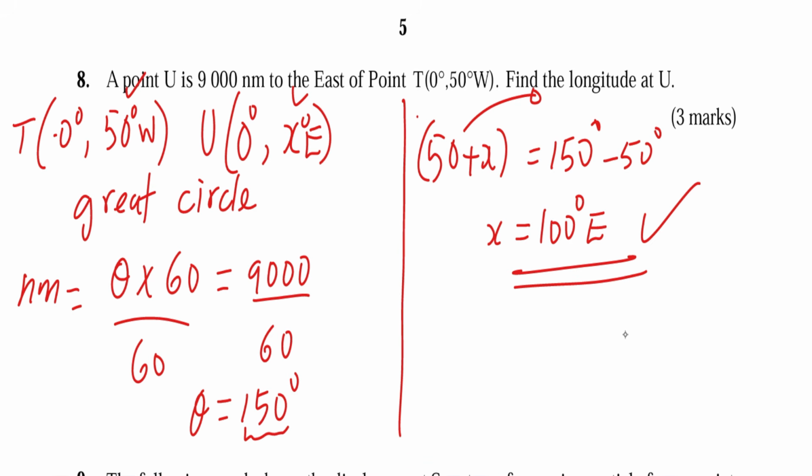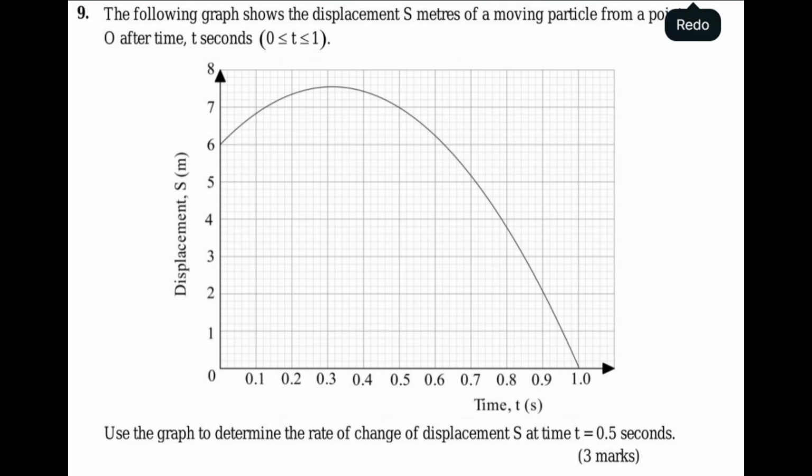So let's go to the other question. Okay, question 9. The following graph shows displacement S meters of a moving particle from a point O after time t seconds, that ranges from 0 to 1. Use the graph to determine the rate of change of displacement S at time t equal to 0.5 seconds. Wacha tuanze kujibu swali. So tutafuta hiyo 0.5 seconds, which is here.